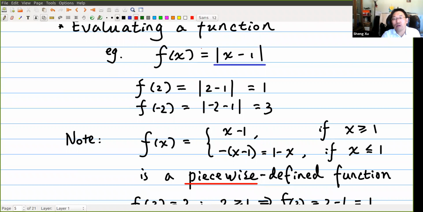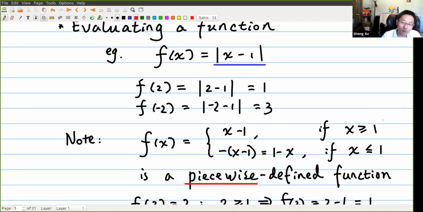So if I want to evaluate, say, f(2), give me 2 as the input, so 2 minus 1 is equal to 1, the absolute value of 1 is 1, so f(2) is equal to 1. You give me negative 2, so negative 2 minus 1 is negative 3. The absolute value of negative 3 is positive 3, right? So that's the way to evaluate a function, right? Very simple. But I want to use this example to demonstrate one thing.